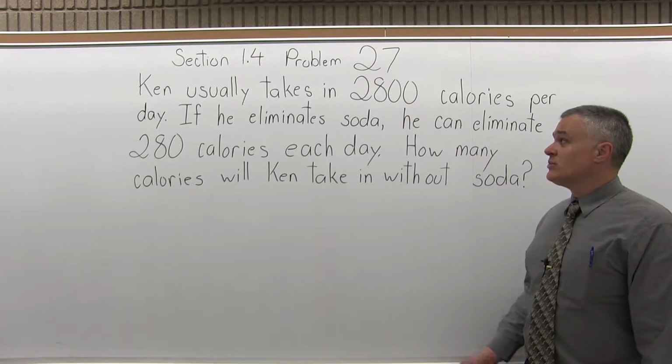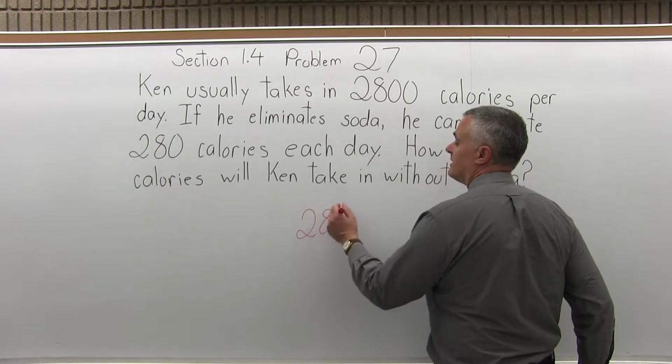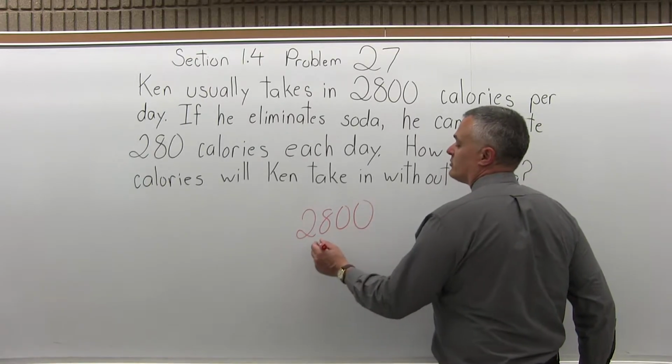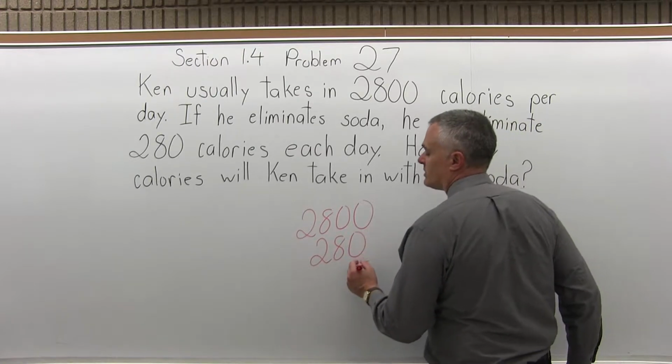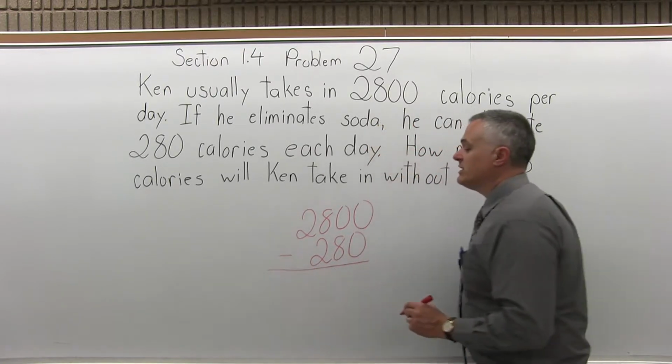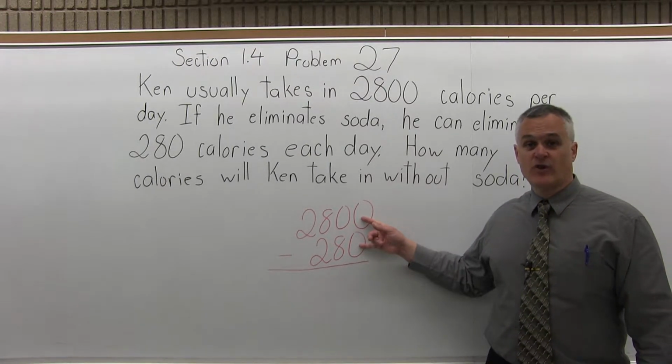Well, this is a subtraction problem. You want to take the 2,800 calories that he usually consumes in a day, and from that we will subtract the 280 calories that ordinarily come from soda that he could eliminate. And as I write the subtraction, I want the rightmost digit of each number to line up vertically.